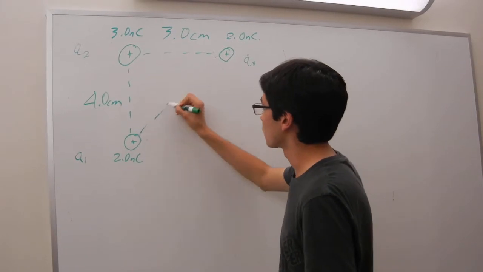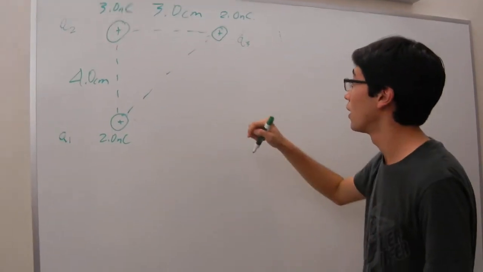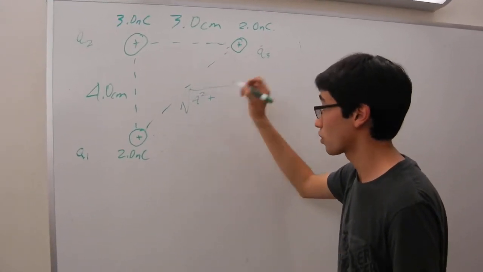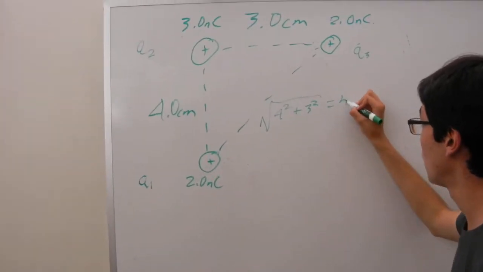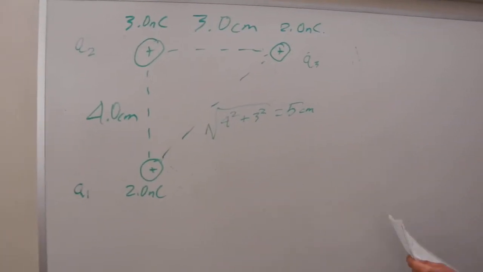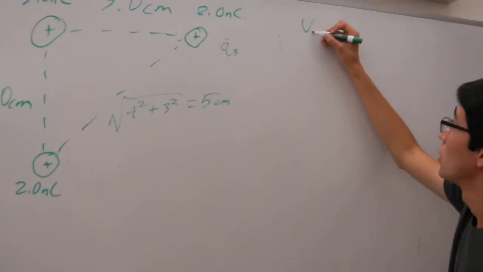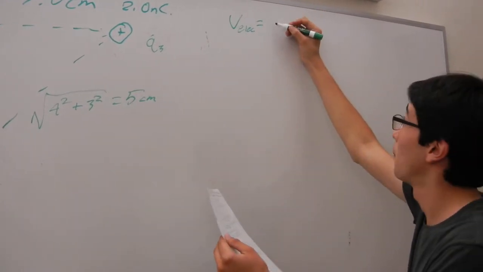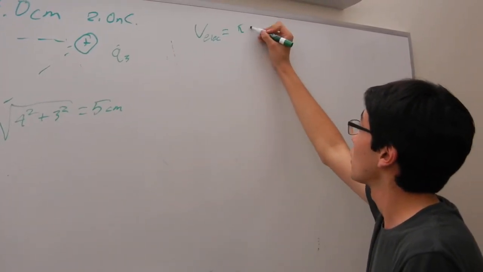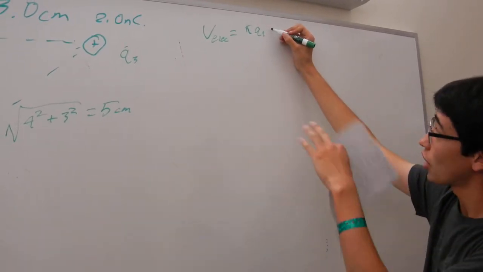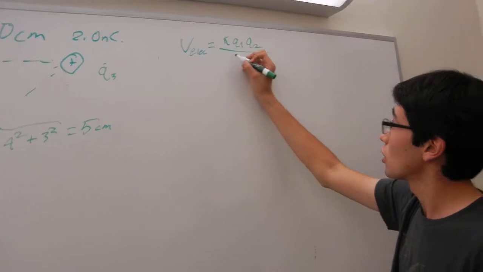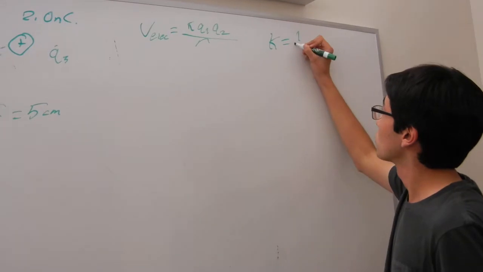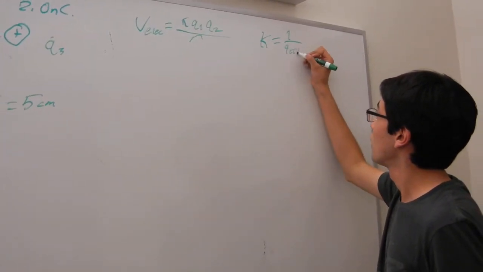So let's find this radius first, actually, because that's going to come into it. Using Pythagoreans, we're going to find that this is the square root of 4 squared plus 3 squared, which is 5 centimeters. And we're going to go right into our equation, which is U electric, which is potential energy, equals K times the first charge times the second charge all over the distance between the two charges. And K is equal to 1 over 4 pi epsilon naught.